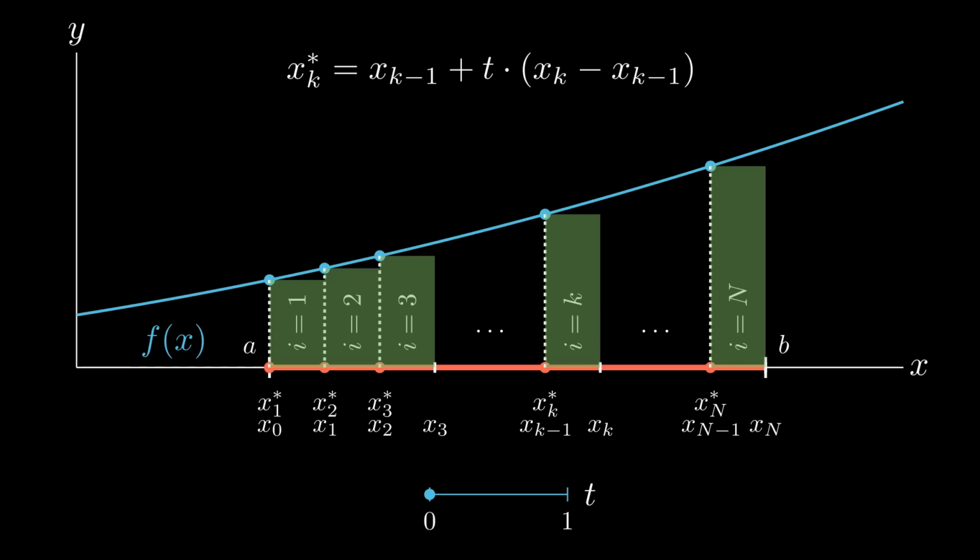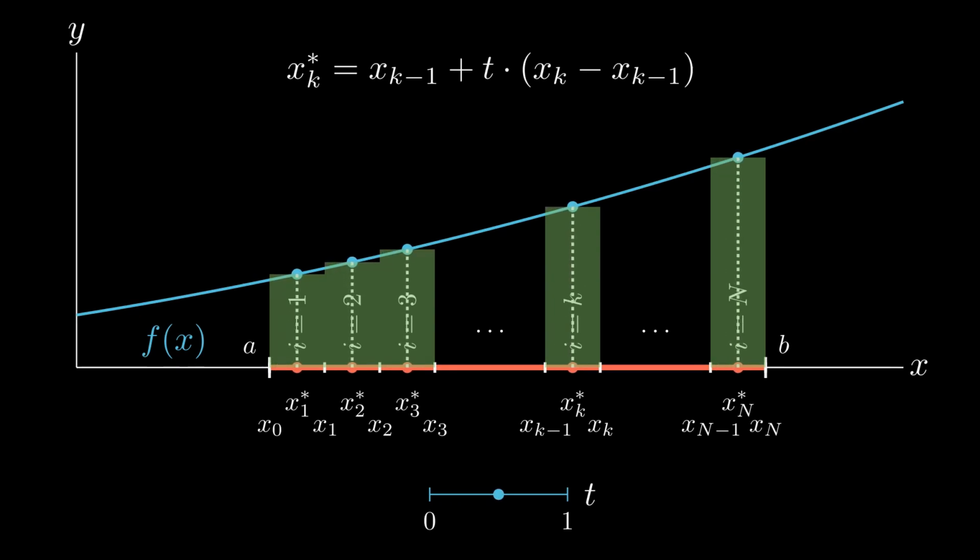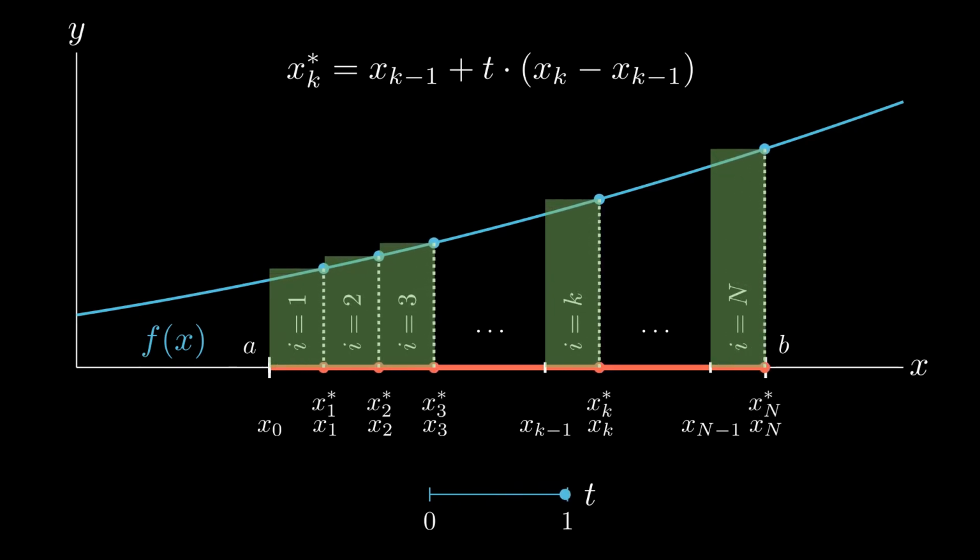Notice that when t is equal to 0, we get a left Riemann sum. When t is equal to 0.5, we get a midpoint Riemann sum. And when t is equal to 1, we get a right Riemann sum. With this notation in place, we are ready to work on the spreadsheet.